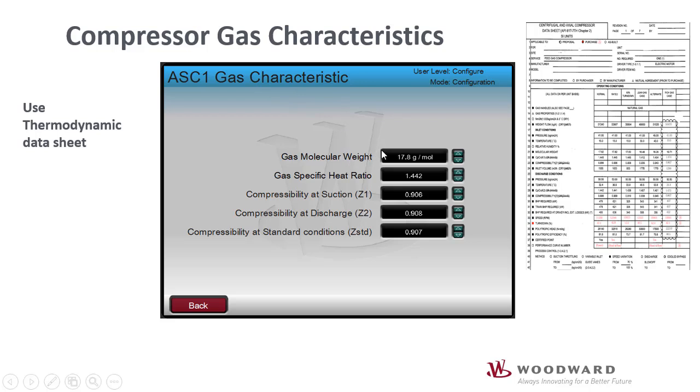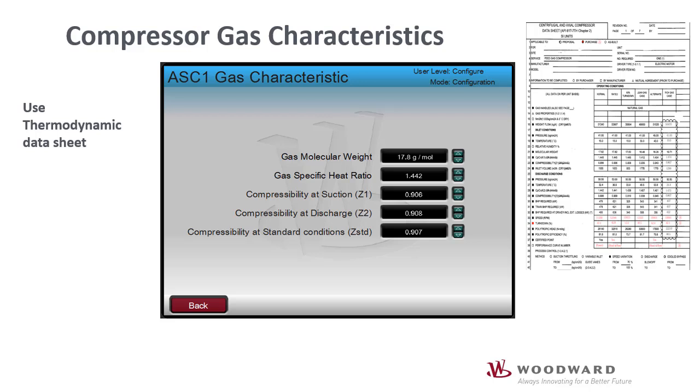For the normal condition, gas molecular weight is 17.8. You can find those values from these details. Gas specific heat ratio. Now this is important. If your flow meter is on suction, then use the suction side gas specific heat ratio. If your flow meter is on discharge, then you can use the discharge side gas specific heat ratio.